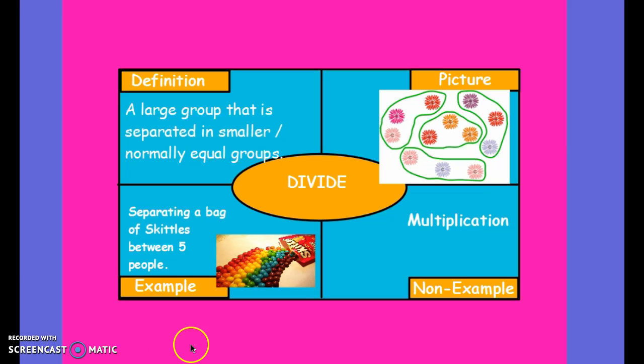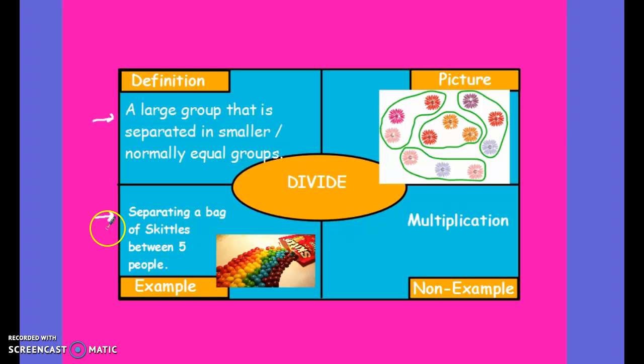The first word is divide, which in simple definition is a large group that is separated into smaller and sometimes, but normally, equal groups. This picture represents a total number 1, 2, 3, 4, 5, 6, 7, 8, 9, 10, 11, 12. That's the large group we're talking about, and it is divided equally into 4 groups of 3. That's what division is basically doing, taking a large group, in this example of 12, and separating it into equal groups.